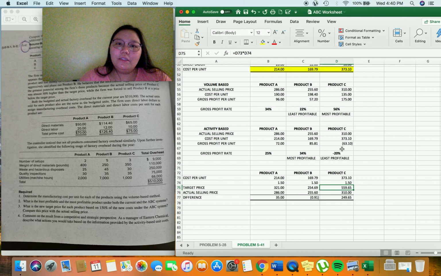Kasi kesa naman you manufacture product C tapos hanggang dito lang pala talaga 310 lang yung kaya mong i-charge for the product. If you charge a higher price, hindi na siya bibilhin. O di might as well discontinue the product. Okay? So there.